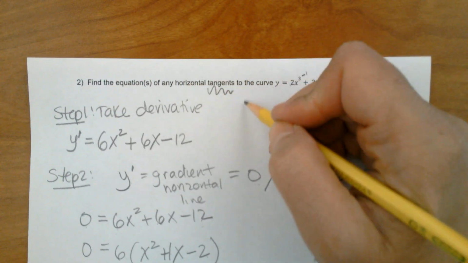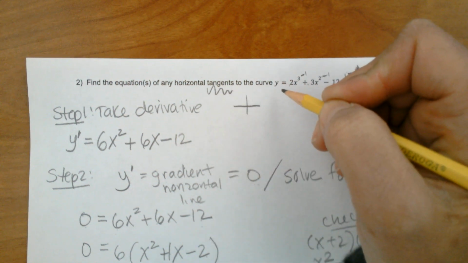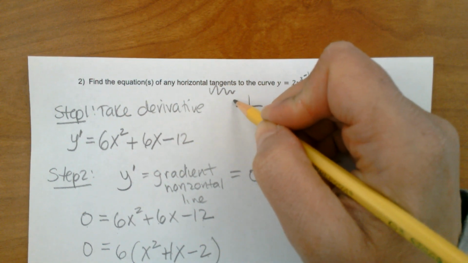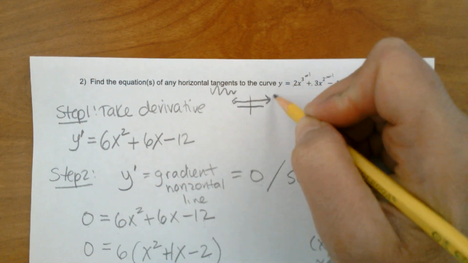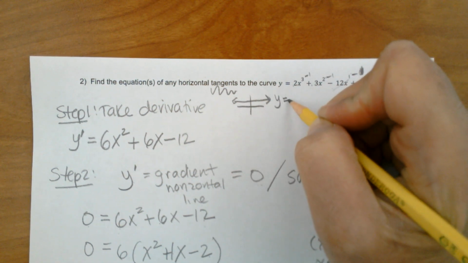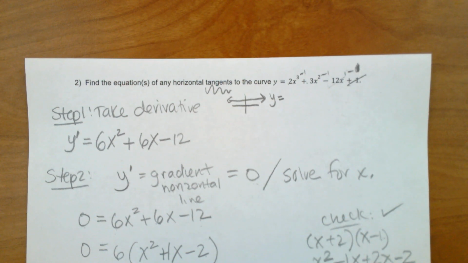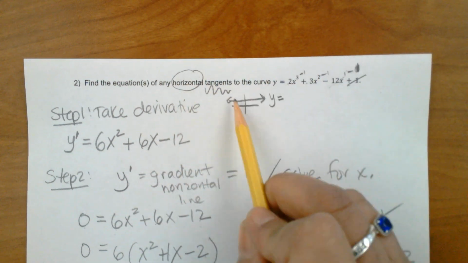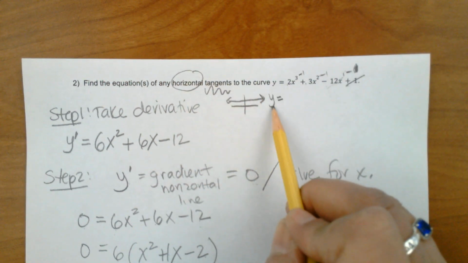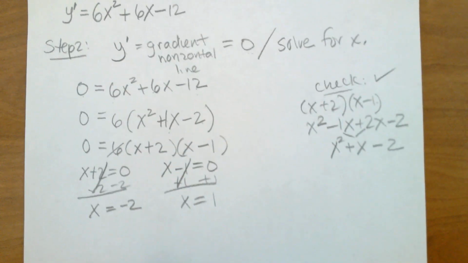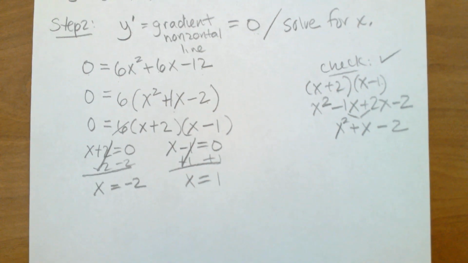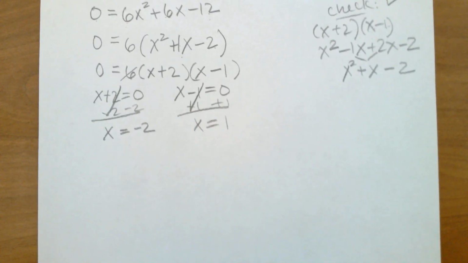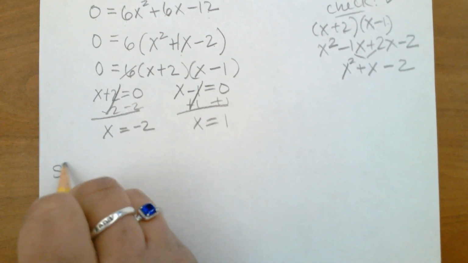Now, horizontal tangents are lines that go horizontally, so they go through the y-axis. These are going to be y-equals equations because they're horizontal. This is a horizontal line, so it's going to be y equals. Here we have vertical lines. I don't want vertical lines, so we have to get the y equals. Well, how do we do that? We go on to step 3.